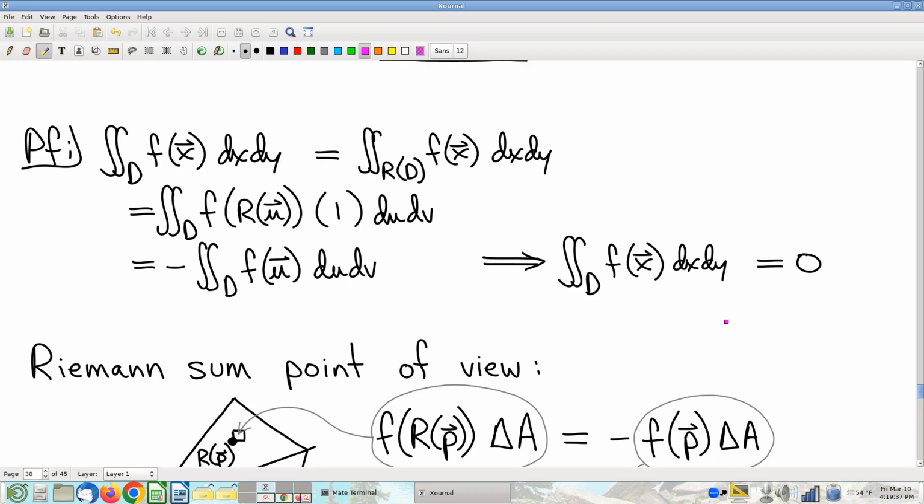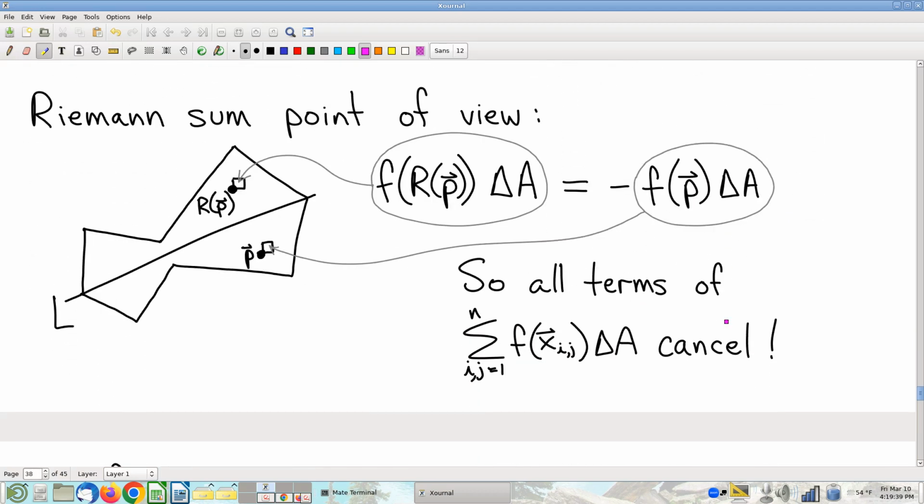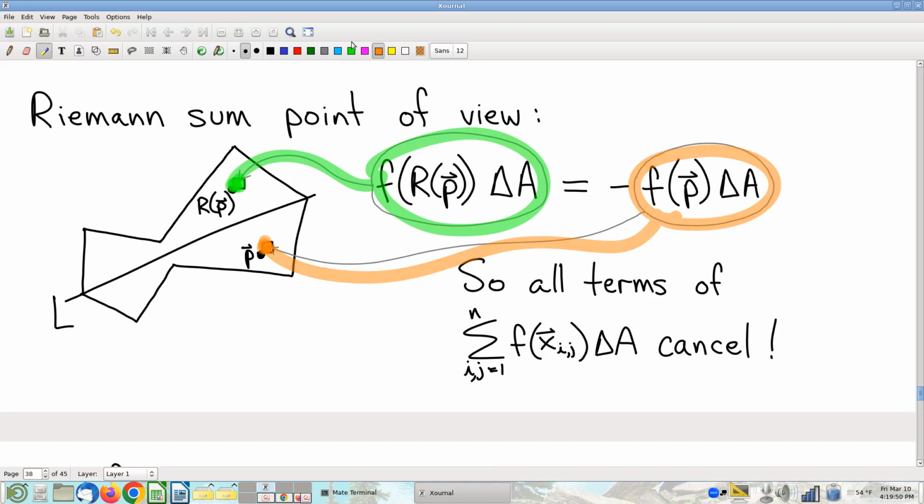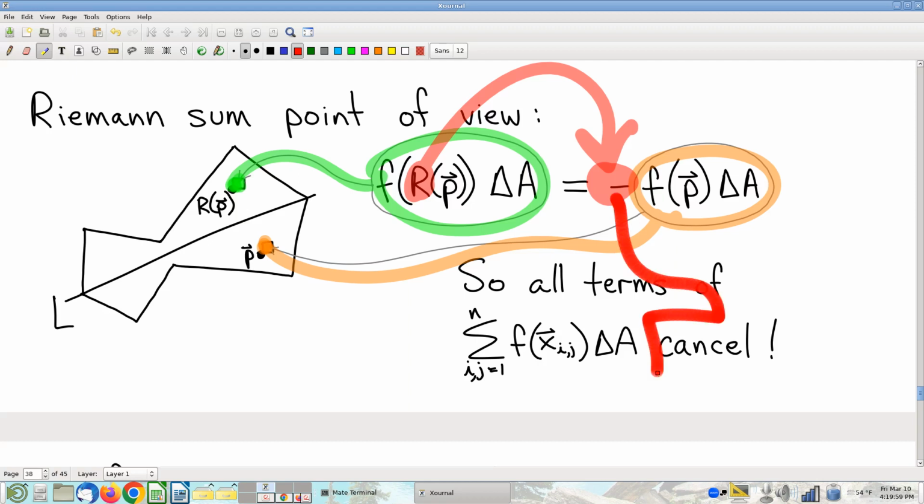Or you can make a Riemann sum argument. That's not really what we're here to do. If you wanted to make a Riemann sum argument, again, you can just kind of argue, well, this term in the Riemann sum and this term in the Riemann sum are clearly negatives of each other. They are negatives because of the reflection and the oddness, and that minus sign makes them cancel.